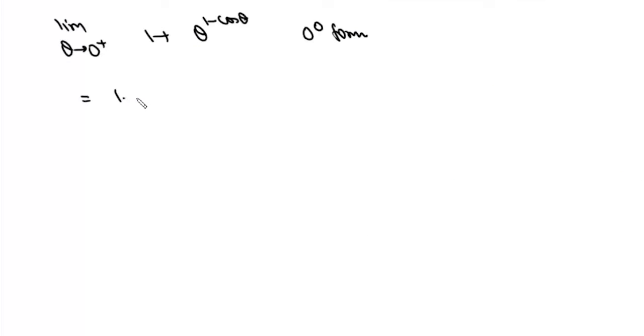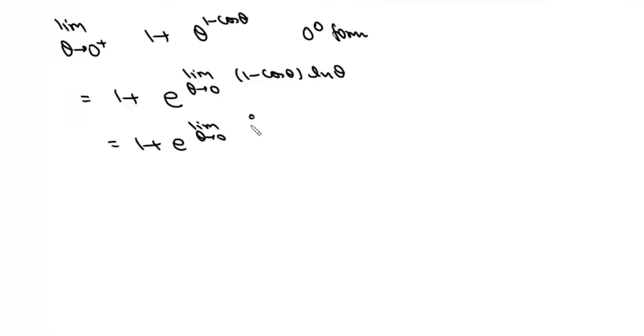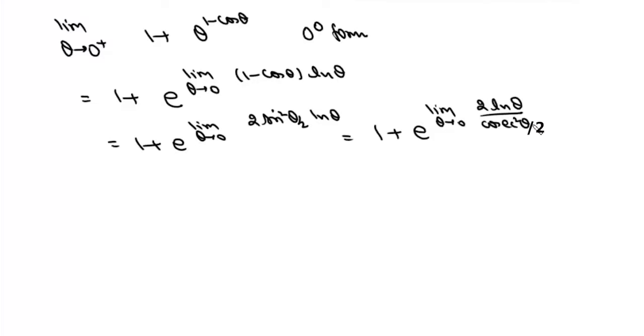Now we can write this as 1 plus e to the power limit theta tends to 0 of (1 minus cos theta) into log theta, and we can write 1 minus cos theta as 2 sine square theta by 2, into log theta, which we can also write as 1 plus e to the power limit theta tends to 0, and this is 2 log theta upon cosec square theta by 2.